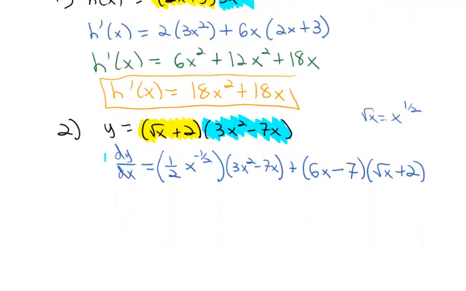We could simplify this if we wanted to by distributing through parentheses, FOILing out, combining like terms. But we're going to be okay with this one because there's not much we're going to be able to do, and it's going to get pretty ugly.